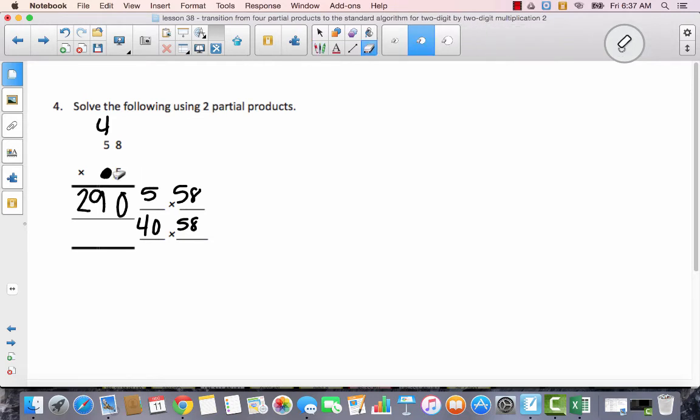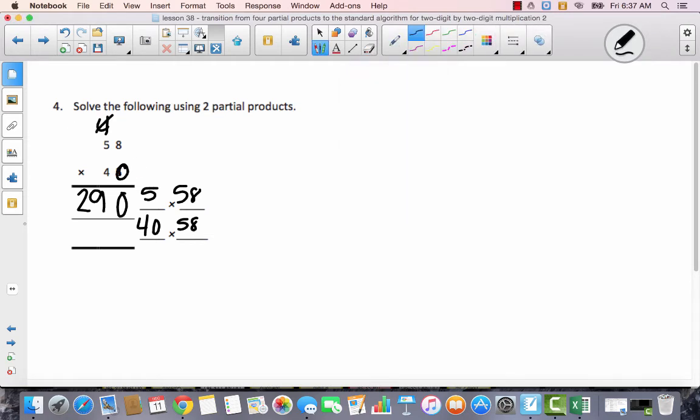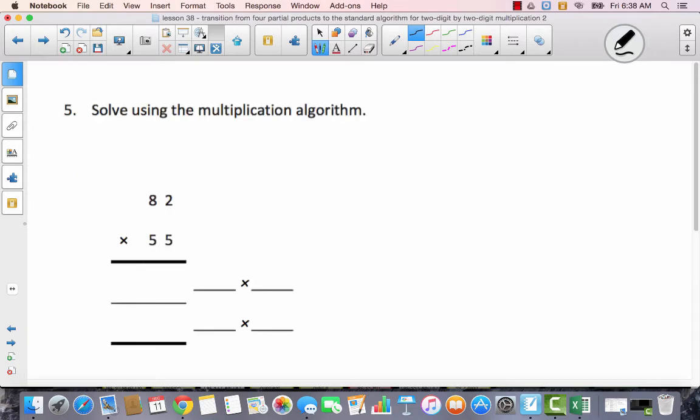Okay, now I'm going to pretend like the 5, I'm going to mark this out because I don't need that anymore. I'm pretending like this is a 0. And I'm doing 58 times 40. So I'll go ahead and put down my 0. 8 times 4 is 32. 5 times 4 is 20, plus 3 is 23. So when I add this together, I have 0, 11, 6, and 2. I have 2,610.